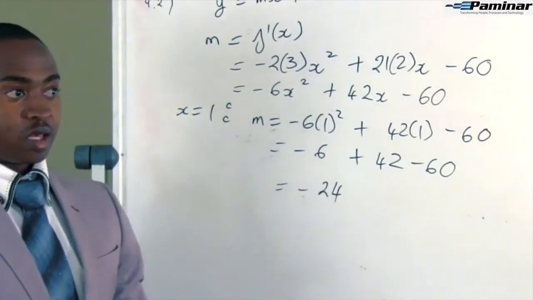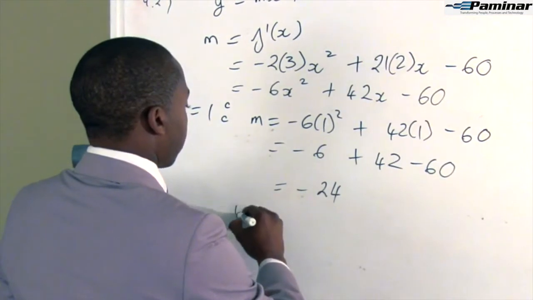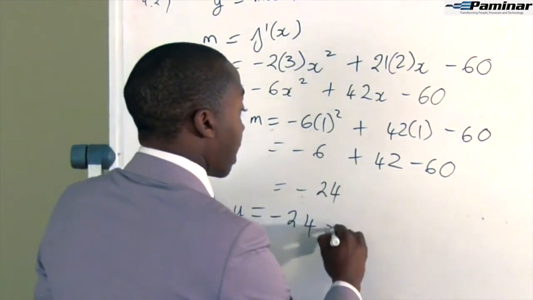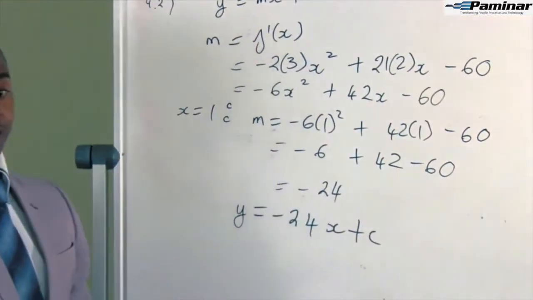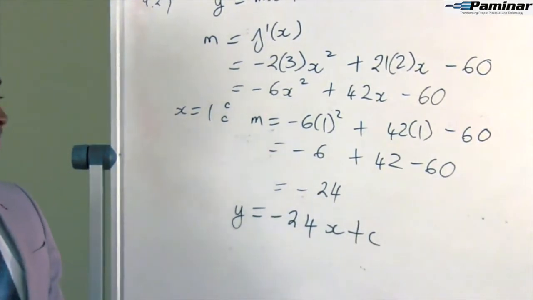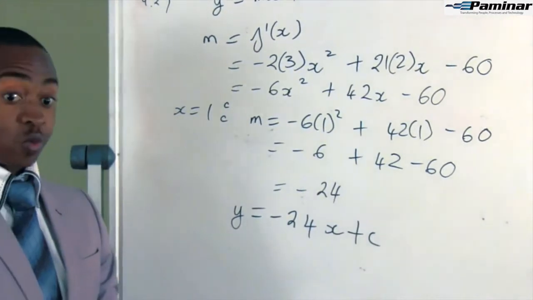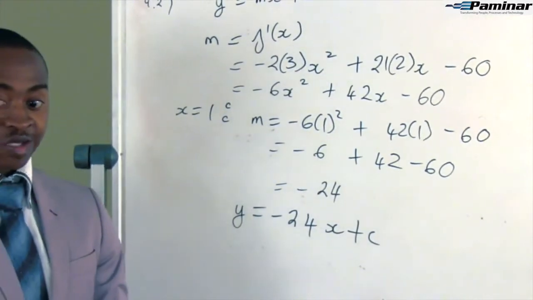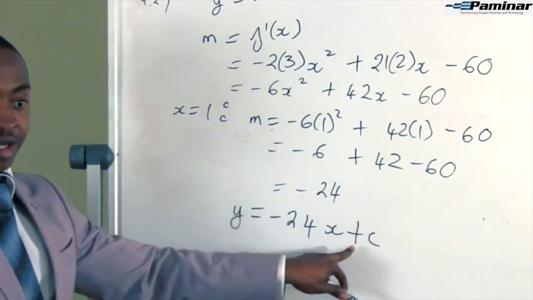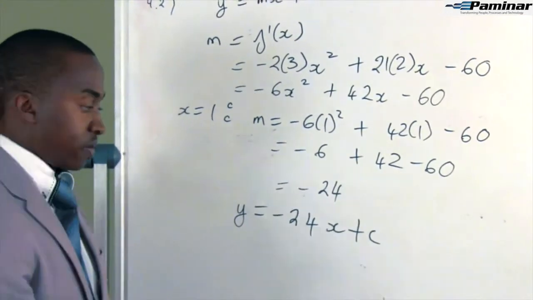Cool. And then the only other thing we need to do now, we've solved for m, but we've got y is equal to minus 24x plus c. The only thing remaining is to find what c is. In order to go about doing that, which point are we dealing with? Once again, they tell us what to work with, x is equal to 1. The only other thing that would be missing for us to get c is to get the value of y at x is equal to 1.